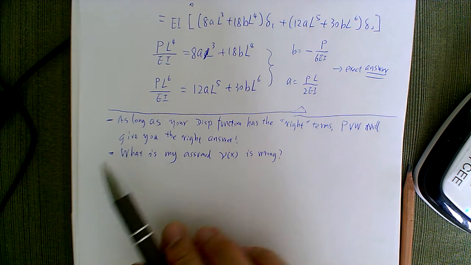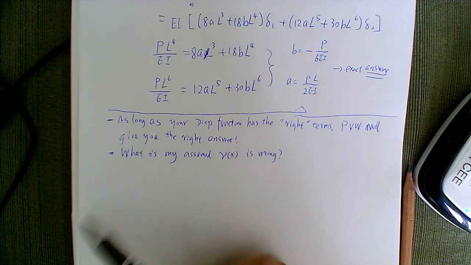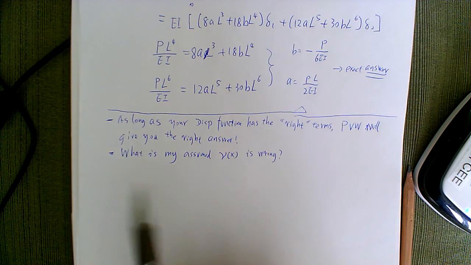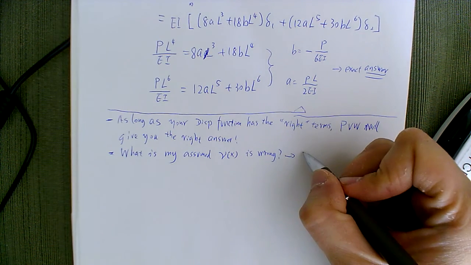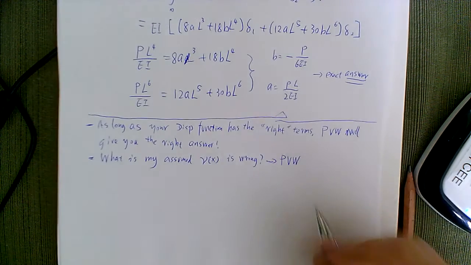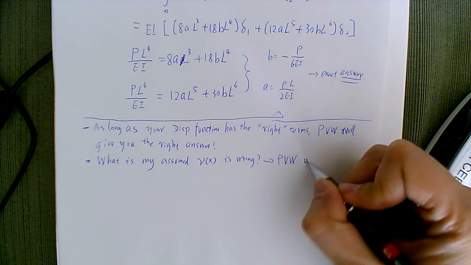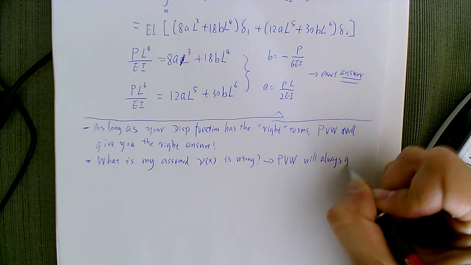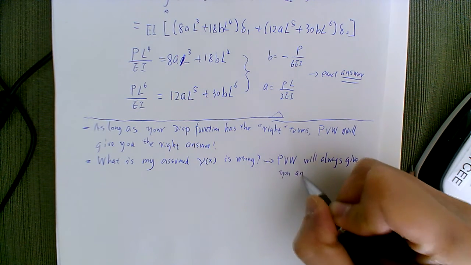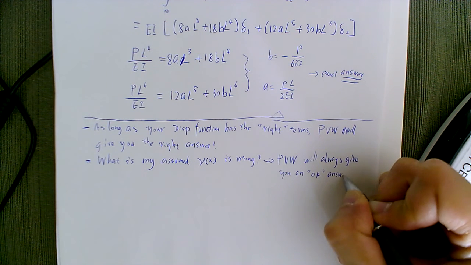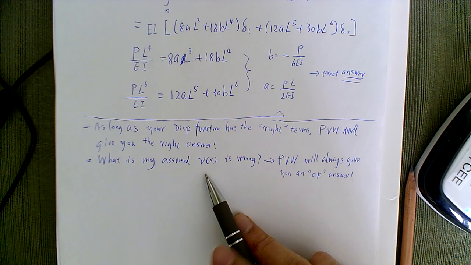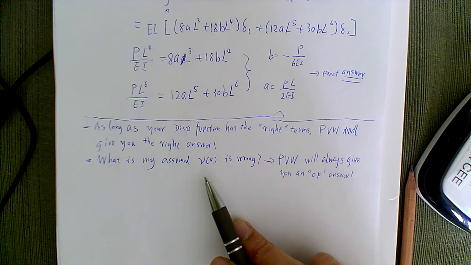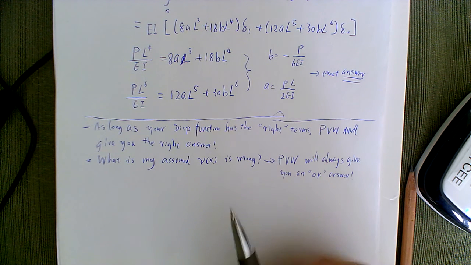Because for a simple beam, we can probably solve it, and then everything will be good. But if you think about any element, sometimes the correct v of x simply doesn't exist. So here's a powerful thing about the principle of virtual work: it will always give you an okay answer. Even if you give it a wrong assumption, it will work with your wrong assumption to give you some parameters that will be kind of okay. It will balance the energy out.